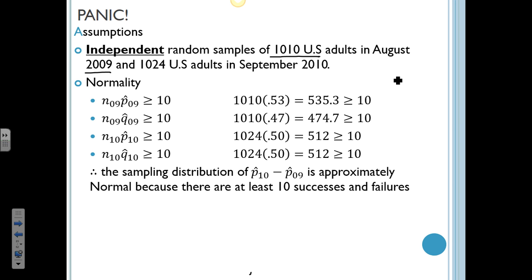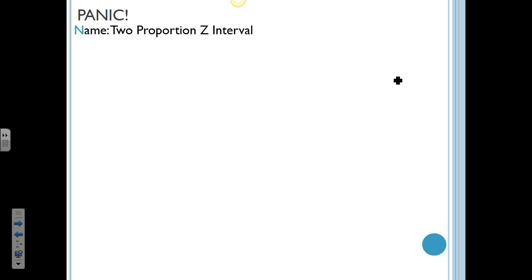Assumptions? Okay. I want you to be real with me. Do you guys know how to do this? Yes. It's just tedious. I get it, I got that it's tedious. Okay. Two proportion Z interval. Let's go ahead and do this one here.